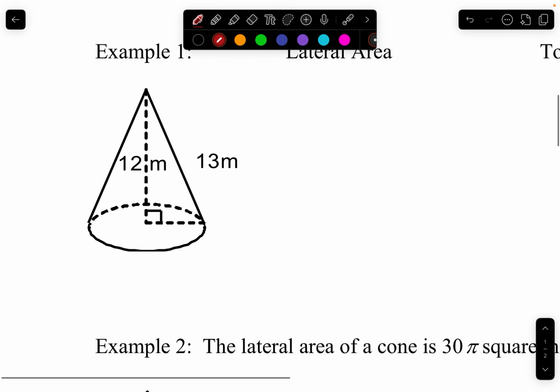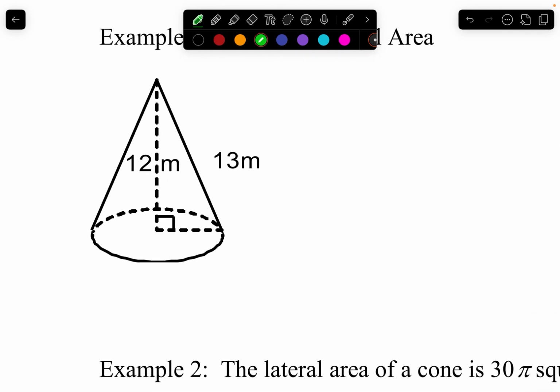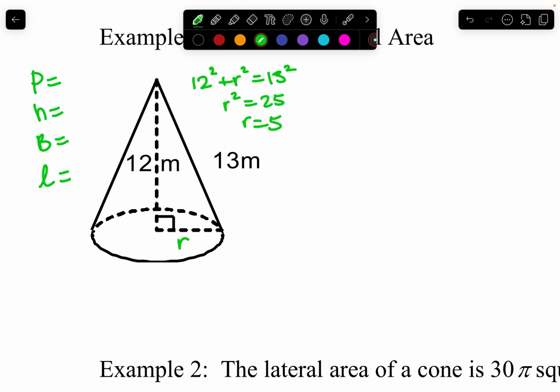So just like with everything else that we've done, I want us to write our P, our H, and our B, but now this time we're going to add in our slant height, okay? So looking at this image here, I do not know what my radius is. I'm missing my radius, but because I have a right triangle over here, I can actually just do the Pythagorean theorem to find my radius. So we are going to have to do 12 squared plus r squared equals 13 squared. So 13 squared minus 12 squared gets me 25. So r squared equals 25, which means that my radius is 5.